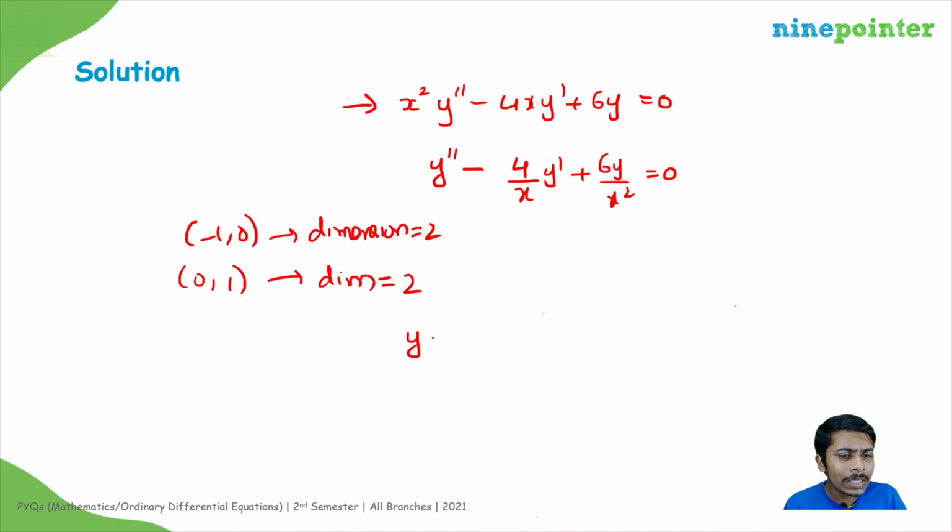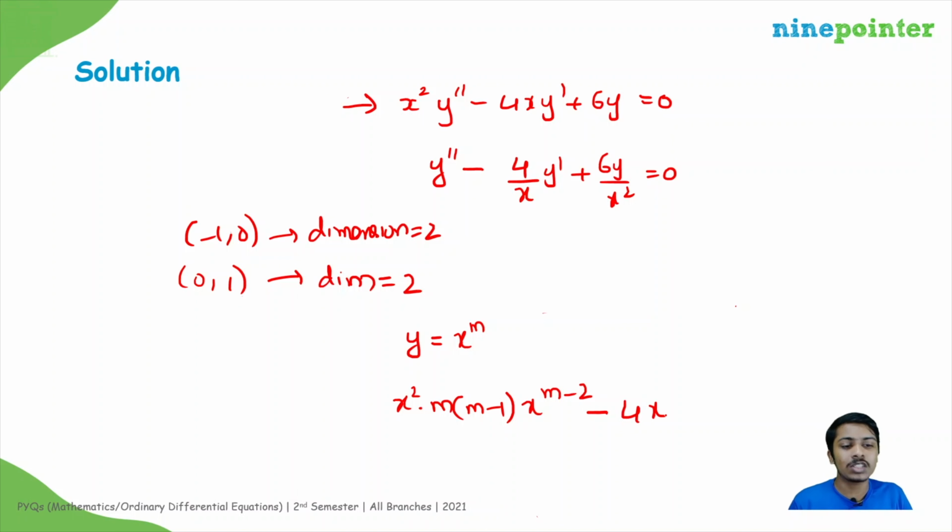And what is the standard substitution to solve this differential equation? That is y is equal to x raised to m, right? So let's substitute that here in place of y. We will substitute x raised to m. So x squared into what will be y double prime? y prime will be m x raised to m minus 1, and y double prime will be m into m minus 1 into x raised to m minus 2. So we will have m into m minus 1 into x raised to m minus 2.